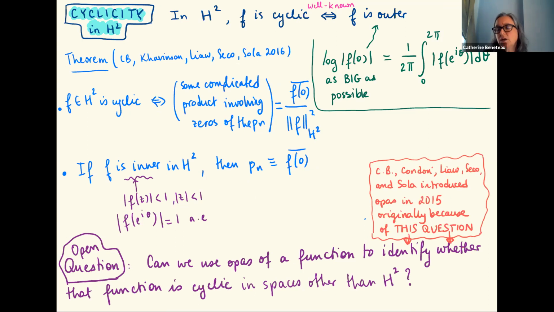Okay, so H2 is one space where cyclicity is very well understood. It's not known still really in the Dirichlet space, a nice characterization in the Bergman space. It's not known in many other spaces. So one kind of open question, which is a little bit vague, is there some way to use the optimal approximants of a function to identify whether that function is cyclic in some of these other spaces? So that's kind of one possible direction of research.